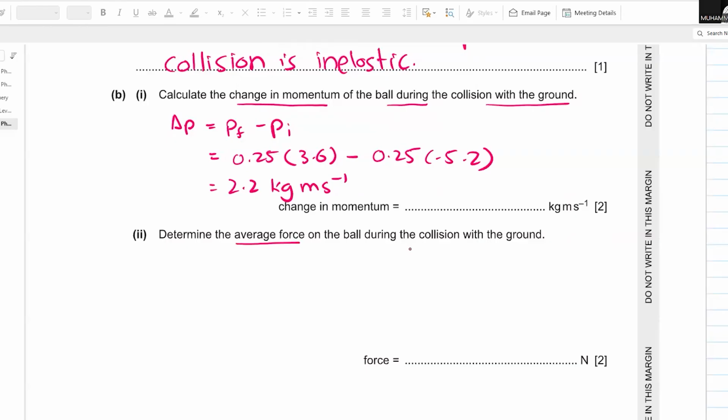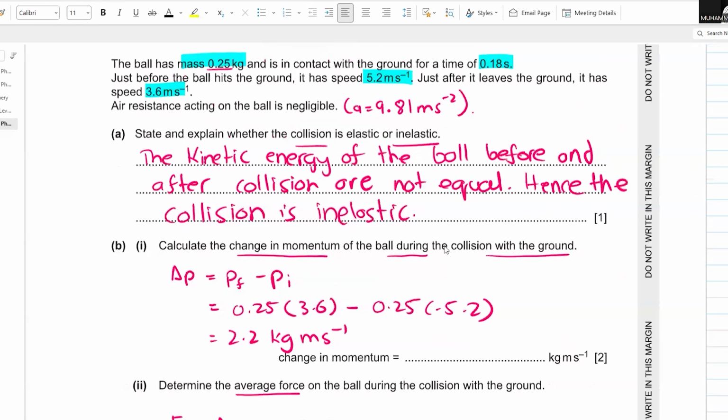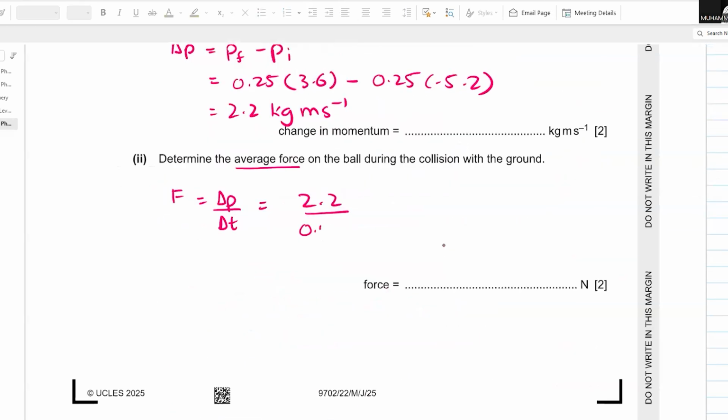Now you have to calculate the average force on the ball. Force is equal to change in momentum over change in time. Change in momentum is 2.2 divided by change in time, 0.18. What does your average force come out to be? Can any genius in the chat tell me the answer? Average force comes out to be 12 Newton.